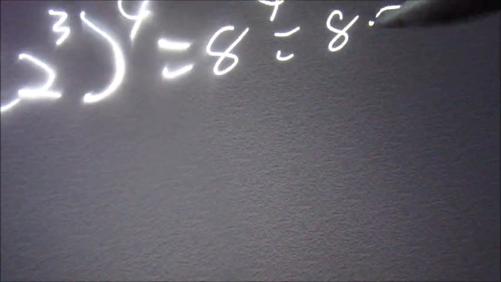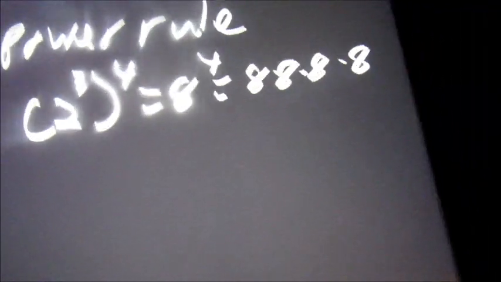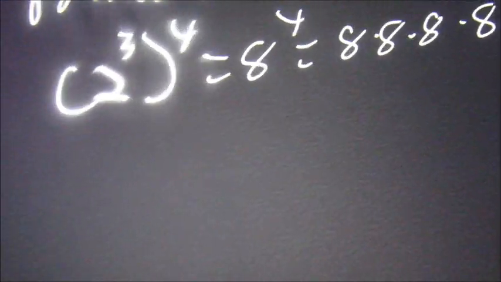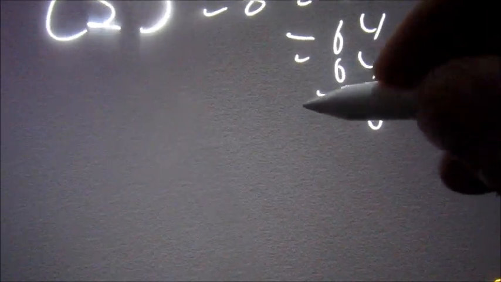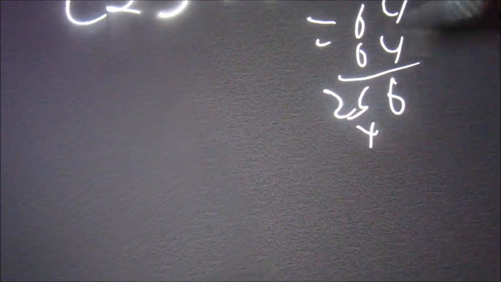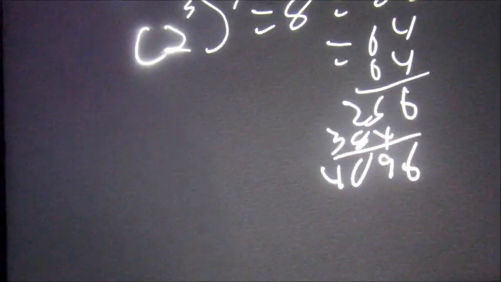So this would be 8 times 8 times 8 times 8, which is 64 times 64, which is 4096. Okay, but let's say that we want to do the power rule.